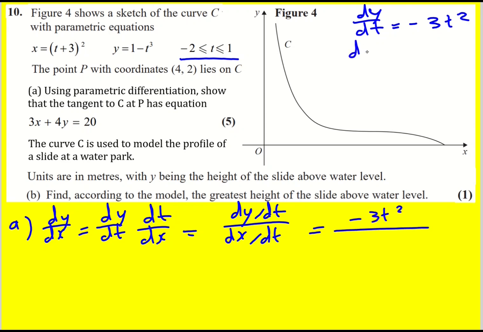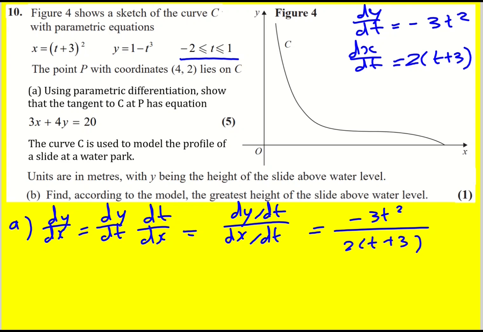And then we're dividing by dx/dt, which, using the chain rule, I would just times through by 2, lower the power on the bracket, and times by the derivative of the inside, which is just 1. So it just becomes 2 times (t plus 3).